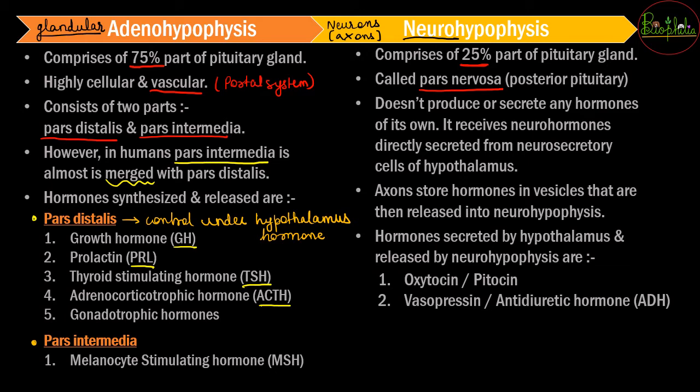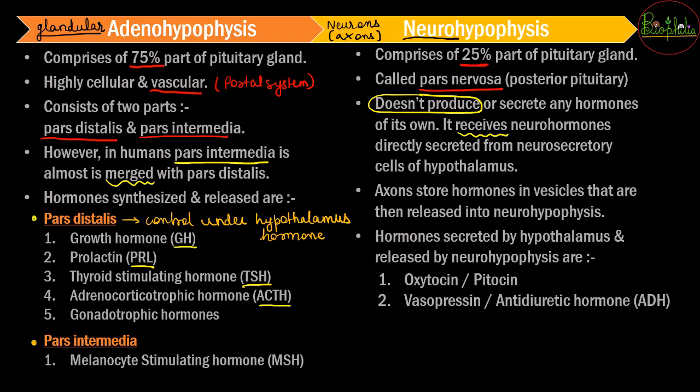Very important to remember, the neurohypophysis is not going to produce even a single hormone of its own. It does not produce, it does not secrete, it is just going to release the hormones. Now from where will the release occur? It will receive, very important word, the neurohormones directly from the hypothalamus.